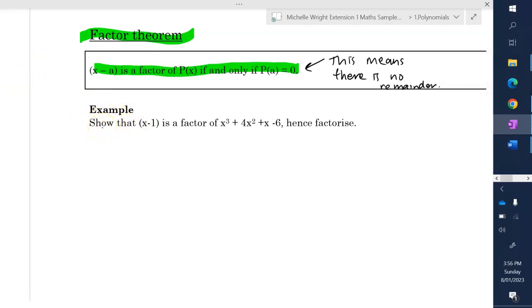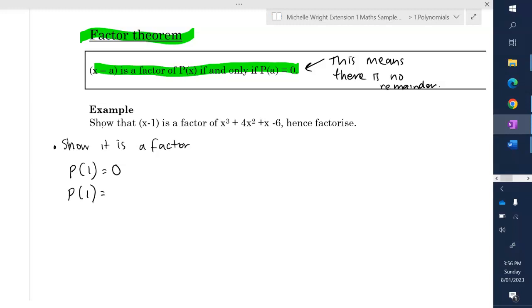It says to show that x minus 1 is a factor of x cubed plus 4x squared plus x minus 6, and hence factorize. Okay, so let's do step 1. Let's show it's a factor. So that's my first bit. I'm going to show it is a factor, and we're going to do that using our factor theorem. So if it's a factor, then p of 1 should equal 0. So let's show that it does.